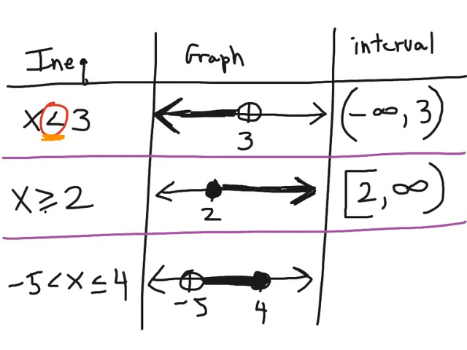Similarly, in my interval notation, I would put my smallest number on the left, that's negative 5. Biggest number on the right, that's a 4. The negative 5 gets a round bracket because there's no equal to there. 4 gets a square bracket because there is an equal to there.